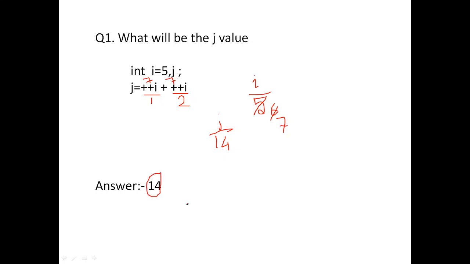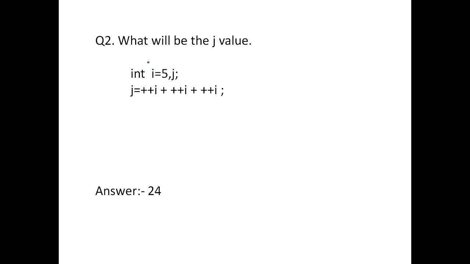So the next question. This is also of the same pattern. What will be the J value? As we can see, this is also a pre-increment, this is also a pre-increment and this is also a pre-increment. One thing to be noted, I am repeating it again: whenever we want to perform pre-increment or pre-decrement, perform all the increments or decrements together before assignment.